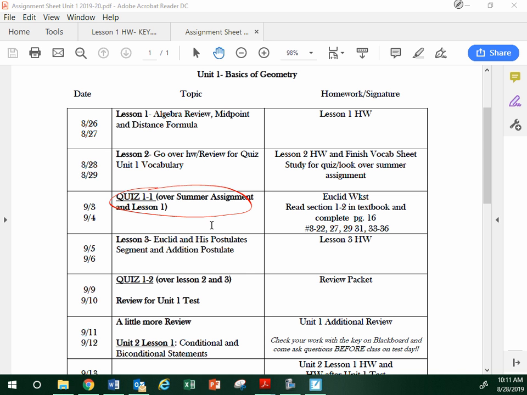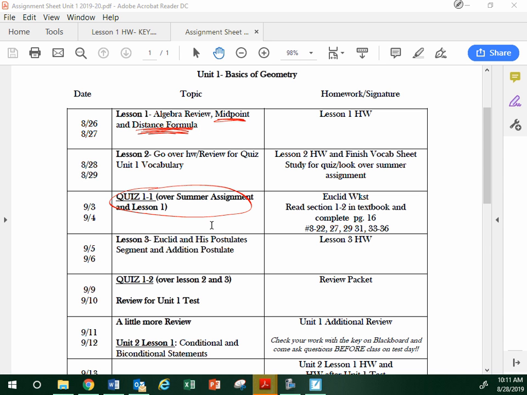So the quiz will be over our algebra review with distance and midpoint formula. Have these memorized. You're not given any formulas on your quiz. So make sure you have those memorized. But we'll come in, I'll go over questions you have on your summer assignment or questions you have on your homework. We'll talk a little bit more about our material we're talking about today, and then you'll take your quiz.